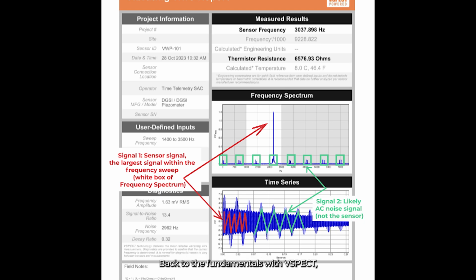Back to the fundamentals with VSPECT. We've identified the sensor frequency. We have the diagnostics to look at and go, yeah, that's a strong signal response. It is significantly stronger than any competing noise. If I were to get this measurement out of a CR6, I wouldn't even be worried about trying to get a graphical representation of this.